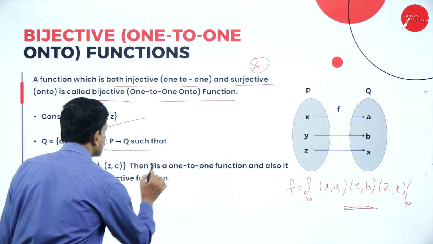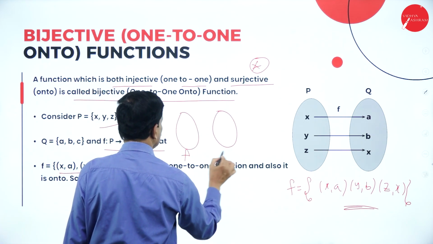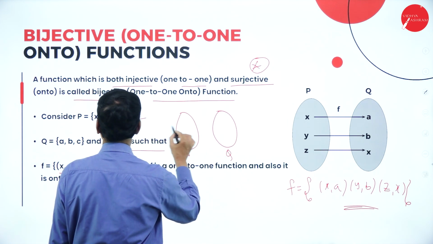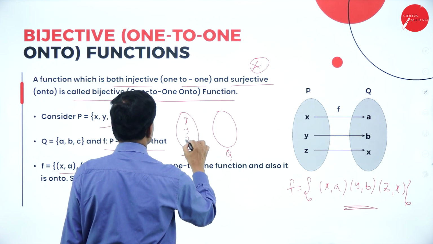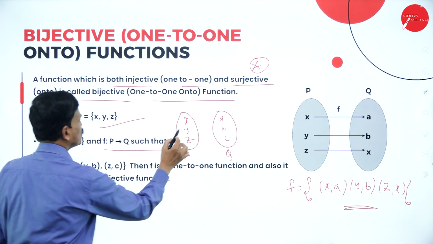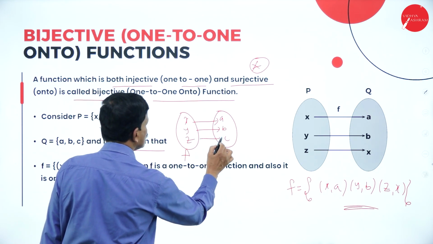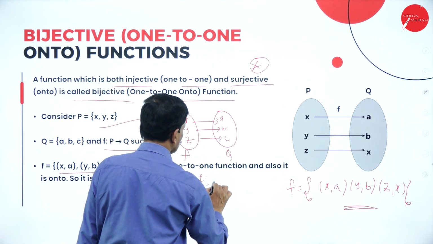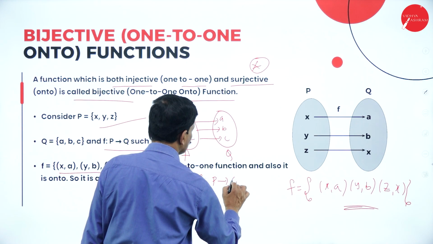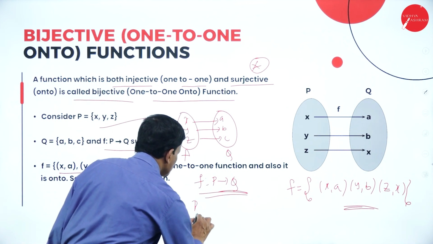If we consider this example, let us consider the elements here. This is P and Q. P contains x, y, and z. Q contains a, b, c. The mapping x to a, then y to b, and z to c. This is f from P to Q. f from P to Q is both one-one and onto function, hence it is a bijective function.